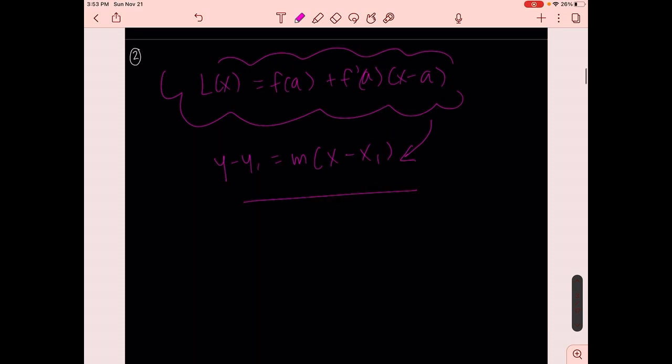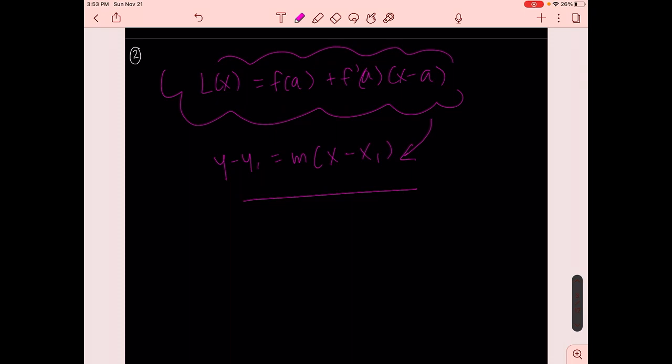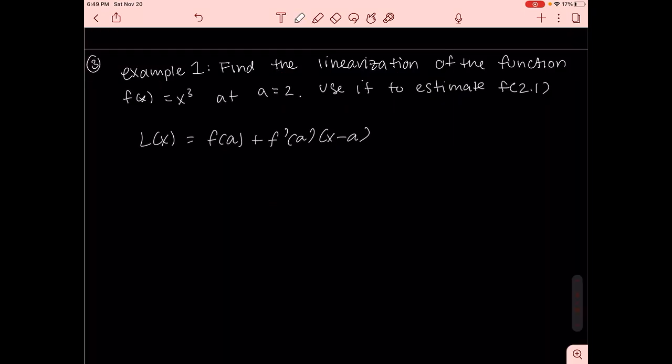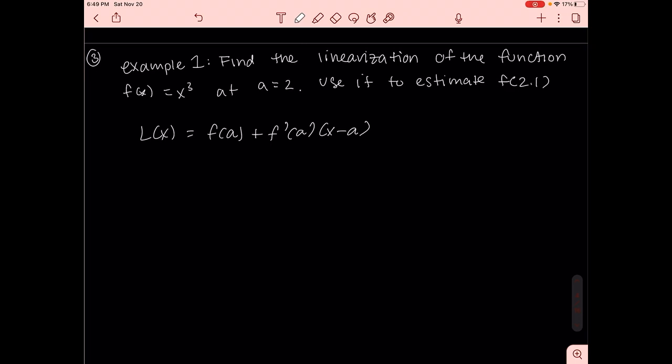So now let's work through some example problems so I can illustrate this concept in practice. So example 1. Find the linearization of the function f of x is equal to x cubed at a is equal to 2. Use it to estimate f of 2.1. And so I've gone ahead and written the linearization formula on the screen already. Okay, so let's look at what we have and what we need to find. We have a is equal to 2. And so that means that f of a is equal to 2 cubed, which is equal to 8.